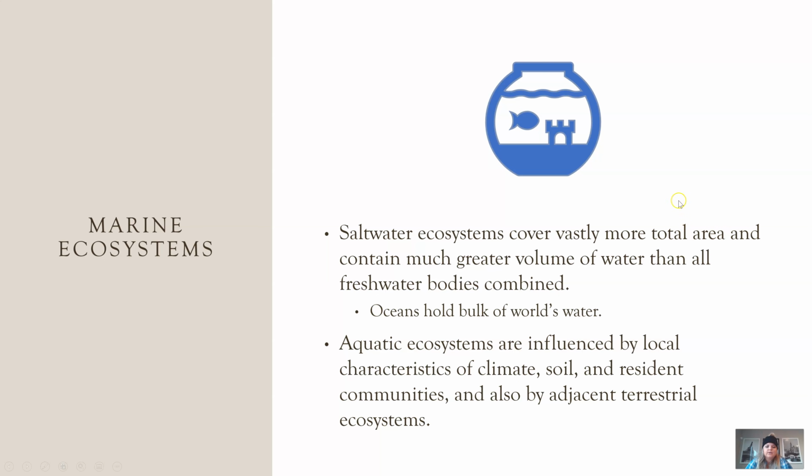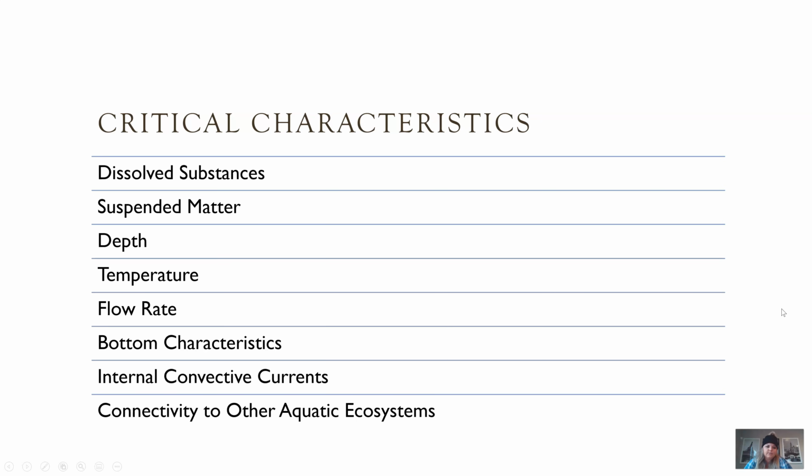So aquatic ecosystems are influenced by local characteristics of climate, soil, and resident communities, and also by adjacent terrestrial ecosystems. So some critical characteristics we would look at are dissolved substances, suspended matter, so that's the material that's suspended in the water, depth, temperature, flow rate, bottom characteristics, so what's at the bottom of the ocean floor, internal convective currents, and connectivity to other aquatic ecosystems.